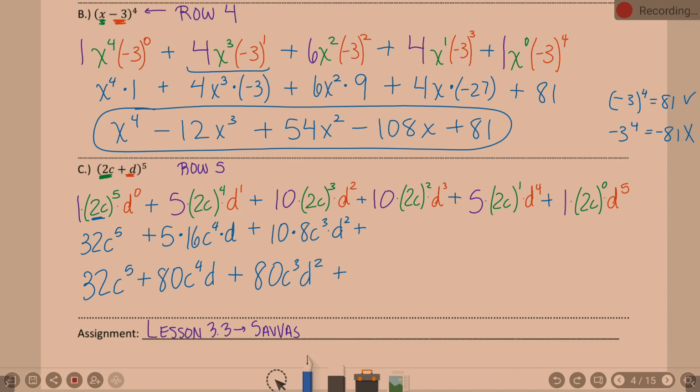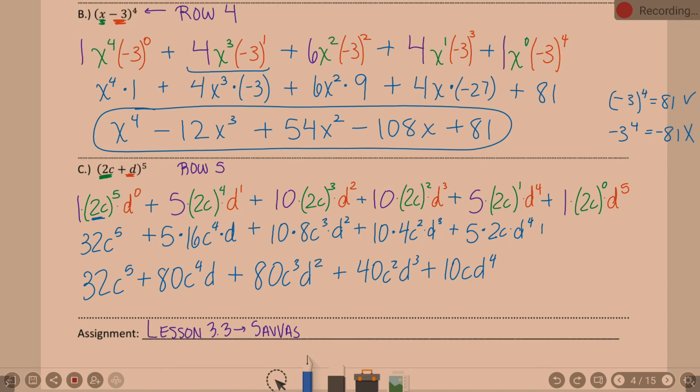We have a 10. What is 2c raised to the 2nd? Okay, 2 squared is 4, so 4c to the 2nd, times the d to the 3rd. This is going to make 40c to the 2nd, d to the 3rd. Next, what is 2c to the 1st? 2c. So this one's just going to be 5 times 2c times d to the 4th, which is 10c d to the 4th.